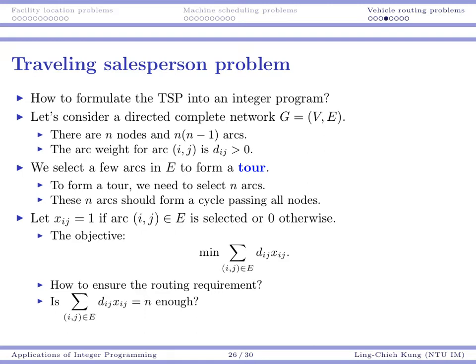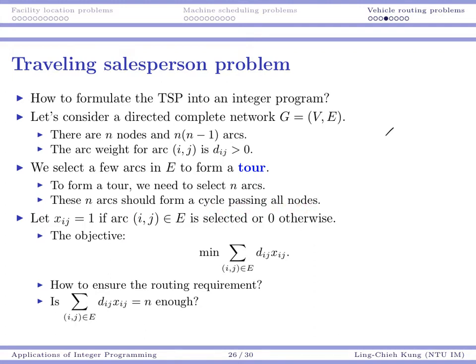We need to select a few arcs in the set of arcs to form a tour. In TSP, we typically call it a tour. What's a tour? That tour would pass all those cities or all those nodes and form a cycle. That's what we need. So to form a tour, we need to select n arcs, and these n arcs should form a cycle, passing all those nodes.